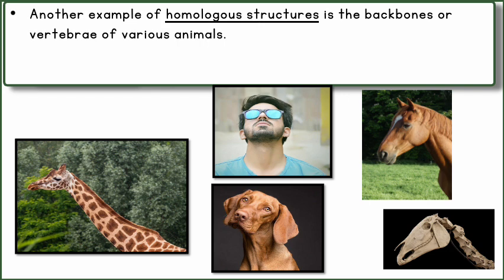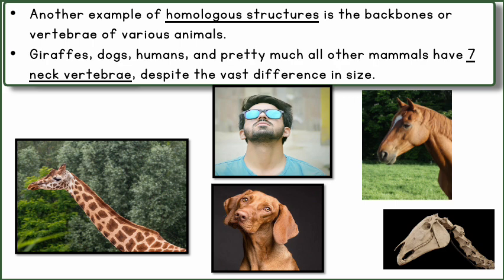Another example of homologous structures are the backbones or vertebrae of various animals. Giraffes, dogs, humans, and pretty much all other mammals have 7 neck vertebrae despite their vast differences in size.